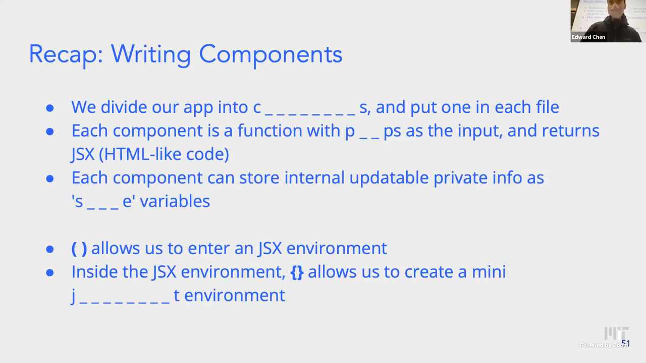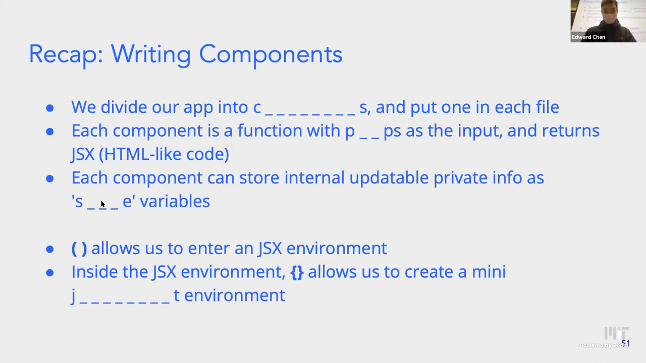I also want to do a quick recap to add some more interactivity to this talk. I'm just going to read this, and you can shout out the word that fills in the blank. So we divide our app into components, that's right, and put one in each file. Each component is a function with props as inputs and returns JSX. Each component can store internal updatable private info as state. That's right. That's great. Thanks for shouting that out.